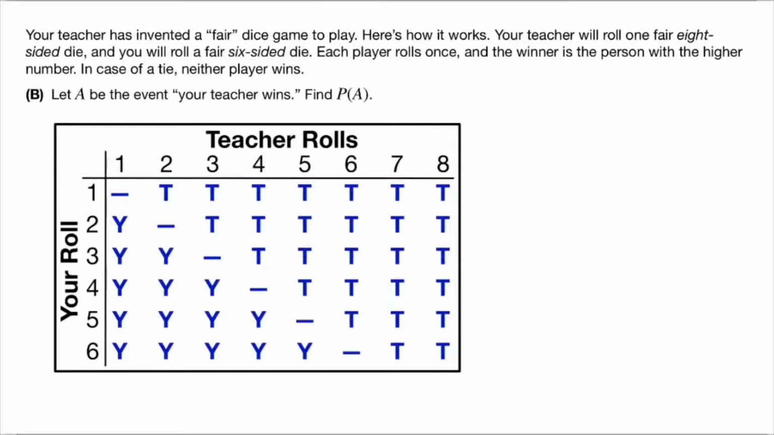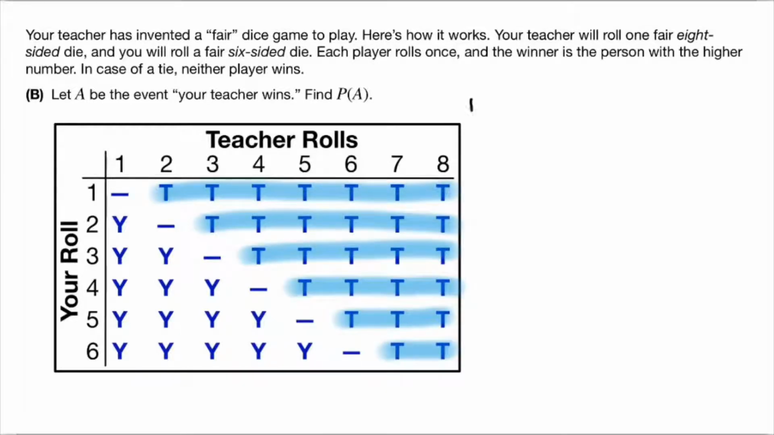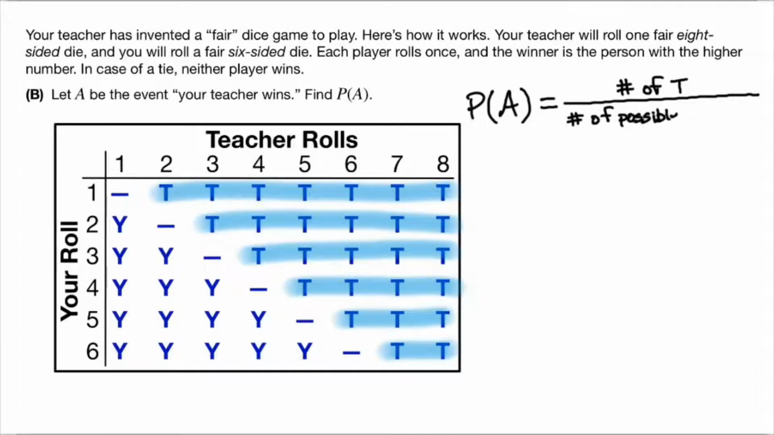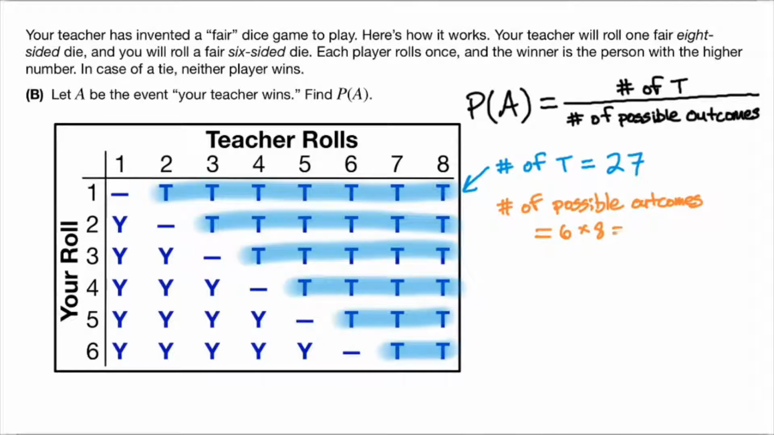Next, we're asked to find the probability of A, which is the probability that your teacher wins. With this sample space, every one of those letters or dashes is an equally likely event. So in order to figure out the probability, we just have to count up our number of successes and divide it by the total number of possible outcomes. For the probability of A, all we need to do is count up the total number of T's and then divide it by the total number of possible outcomes. If you count up the total number of T's, we see that there are 27. And to find the total possible number of outcomes, we notice that this is a 6 by 8 rectangle, so all we have to do is multiply 6 times 8 and get 48.